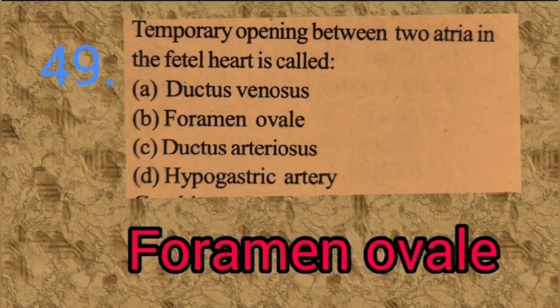Temporary opening between two atria in the fetal heart is called foramen ovale.